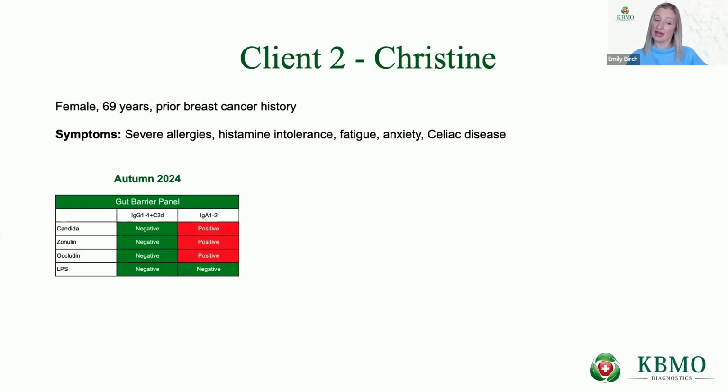There's no sliding scale, and that is simply because the sliding scale is a relatively new, this year, introduction to the KBMO gut barrier panel. Previously, we just had negative or positive. Now we can see on Christine's results that she's got positive IgA response for Candida, zonulin, and occludin. We don't know on the sliding scale where she is, but we do know that she's having an inflammatory response.